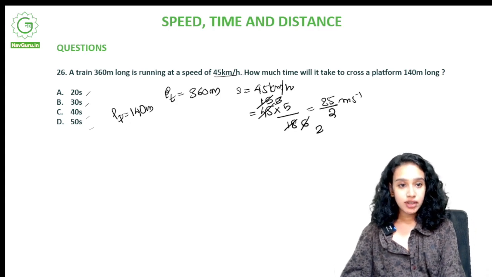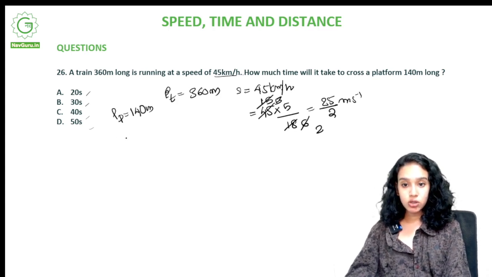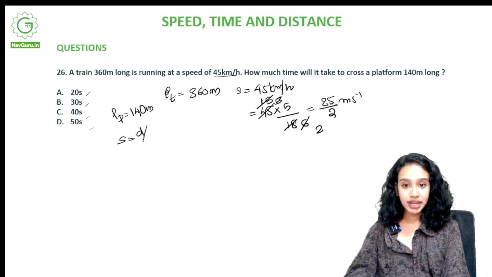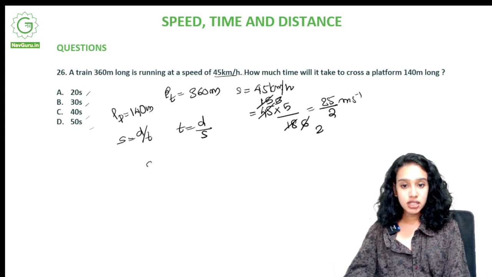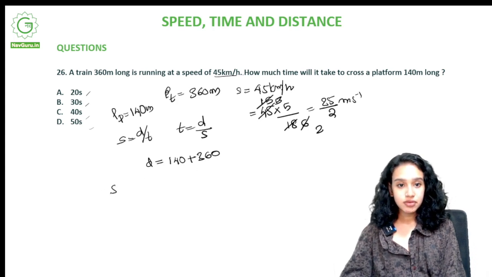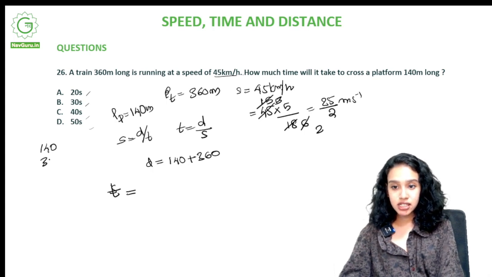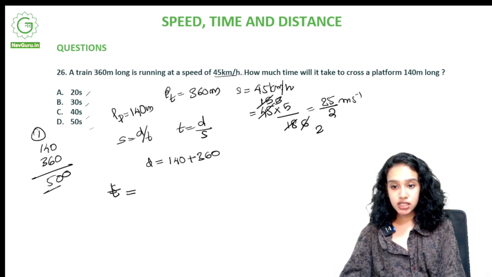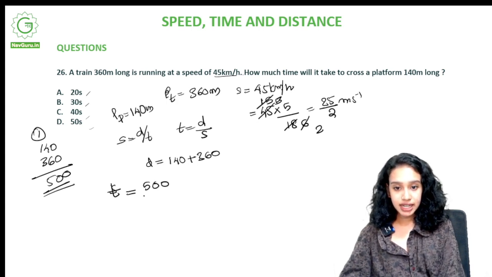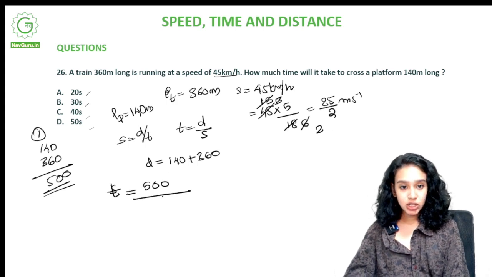Now we have to find the time, right? So speed is equal to distance by time, so time is equal to distance by speed. So what is the distance here? Distance is equal to 140 plus 360, right? What is 140 plus 360? We get 500. So 500 divided by 25 by 2 is the time taken. Now the speed is 25 by 2.